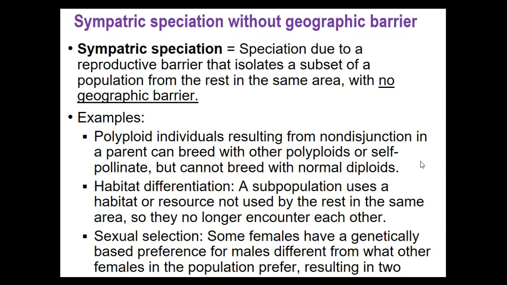But what if by accident non-disjunction happens, which means all 4 of these sister chromatids would go into one daughter cell. This one would get none. Now this is not diploid. Diploid means this is a sperm or egg. It has twice as many chromosomes as it's supposed to.